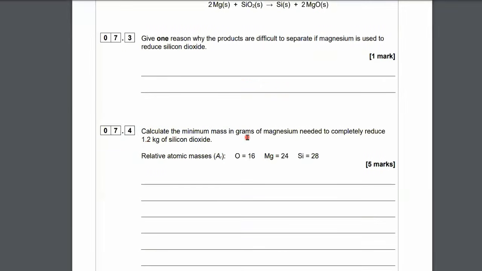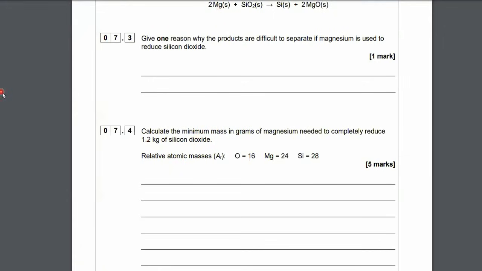Calculate the minimum mass in grams of magnesium needed to completely reduce 1.2 kilograms of silicon dioxide. We've been given the relative atomic masses, which allows you to know that you need to do moles, and it's worth 5 marks. So there are some general steps for a mole equation, so let's go through it anyway.